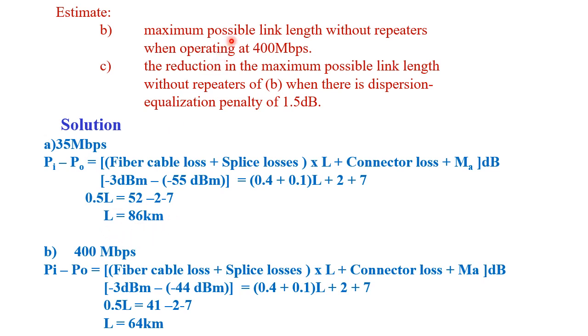And the second question is, we have to find out the maximum possible link length without repeaters when operating at 400 megabits per second. So again the same formula, and we substitute the values according to 400 megabits per second. So we'll be finding out this value. Here we will have the value of 41, minus 2 minus 7. So from this we can find out L. It is 64 kilometer.